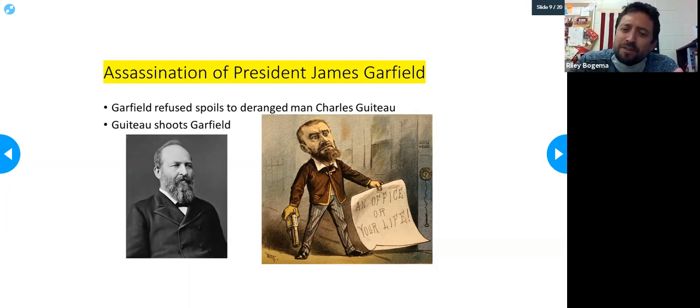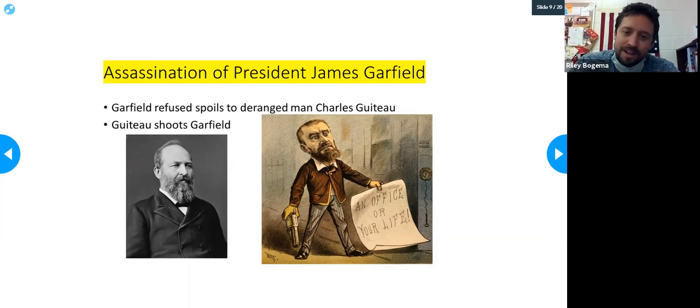And during this time period, you could walk up to the White House and wait at the door in line and possibly speak to the president. And Guiteau kept going up to the White House and trying to get the president to give him a job in the post office. And Garfield's like, I don't know who you are, and I don't like the spoils system, and I'm not going to help you.